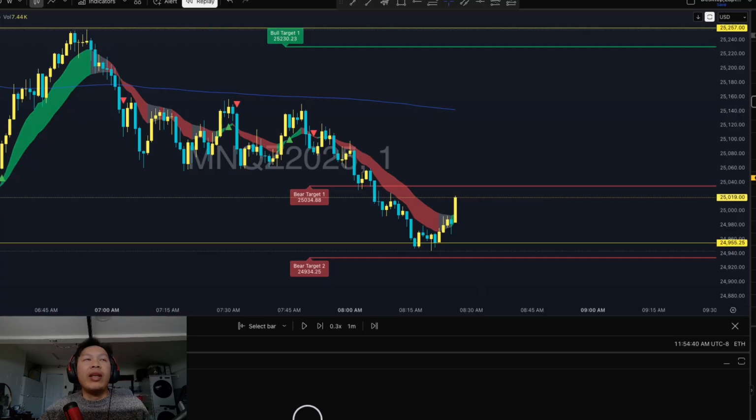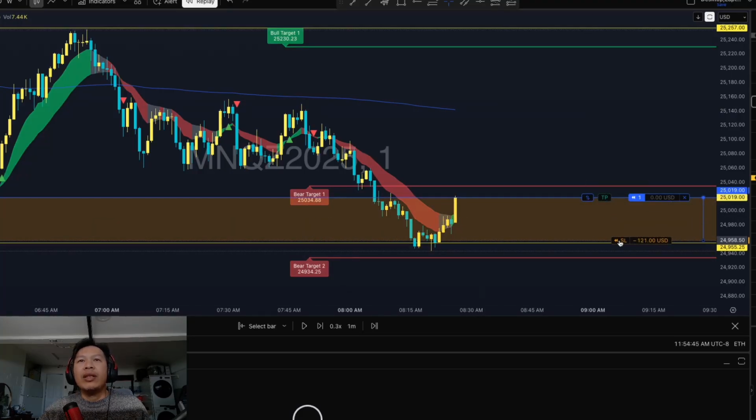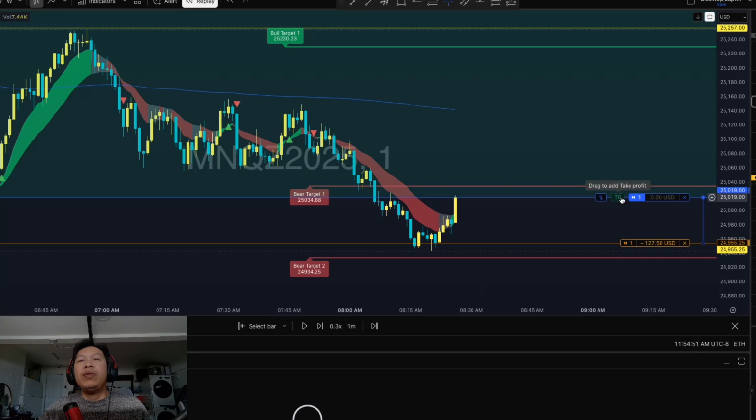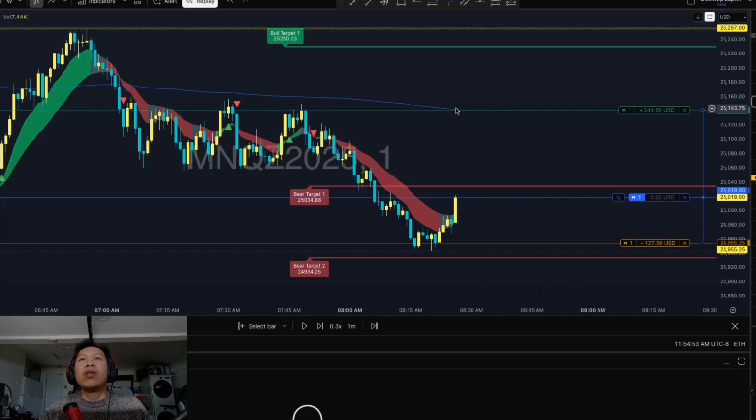Okay, I think I can go long here. I'm playing one con. My stop loss, I'm looking at this low here. That's my stop loss. I'm risking $127.50. My TP should be at least 1 or 2, or near VWAP.